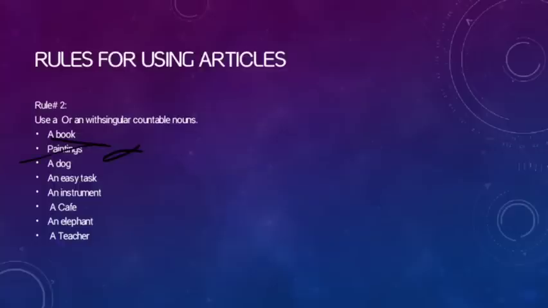A dog, an easy task, an instrument, a cat, an elephant, a teacher. Now we can say six elephants, ten teachers and so on. But an elephant, a teacher, that is a singular noun. If you say six elephants, ten teachers, then they are nouns in their plural forms. Uncountable nouns are those which cannot be counted, nouns like water, sugar, love. So we cannot use a or an with them.